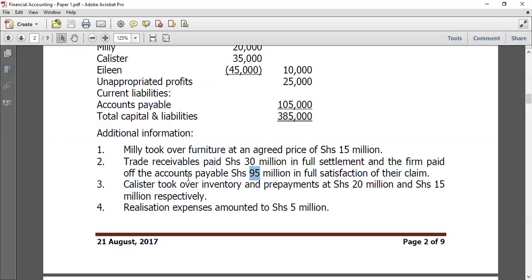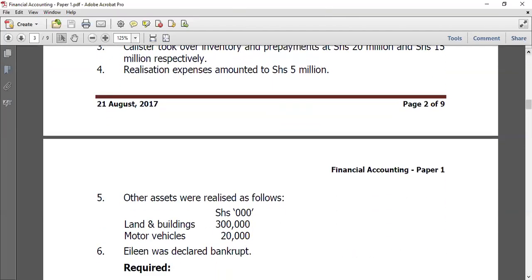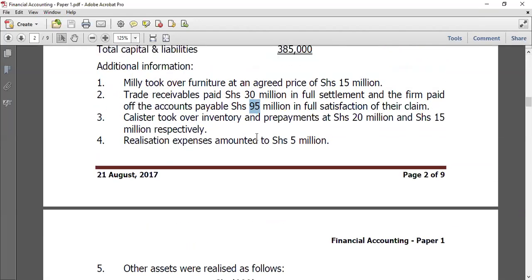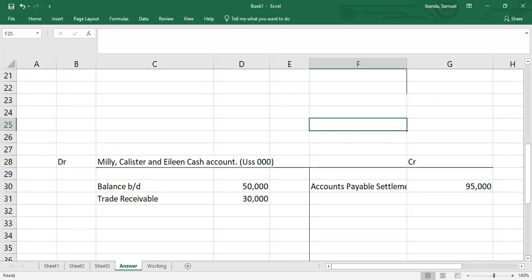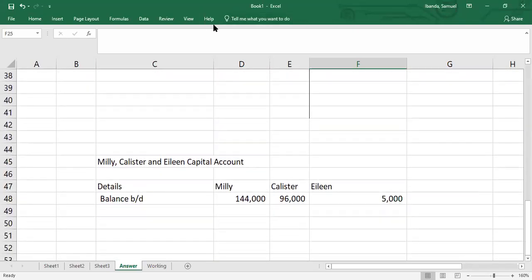So they're telling us that Calista took over inventory and prepayments at 20 million and 15 million respectively. Now, one of the things that you may need to know is these things would appear within the respective capital account. So actually they may also just affect the capital account right away. So we don't leave them out.